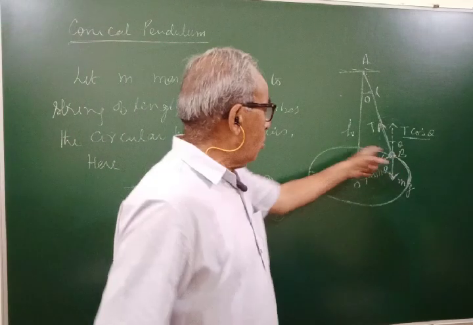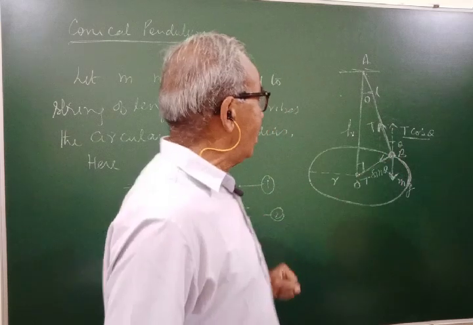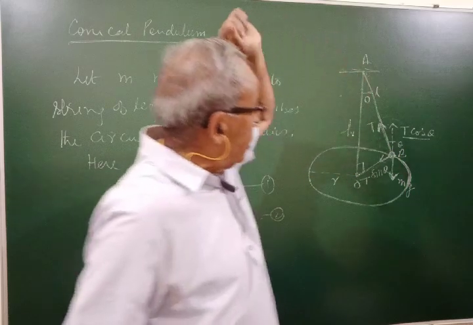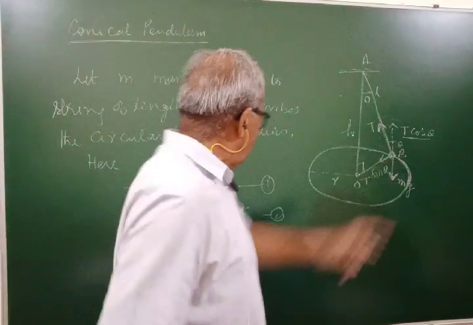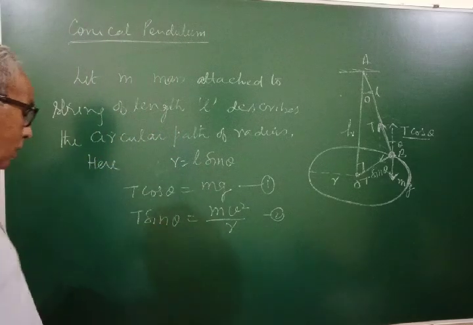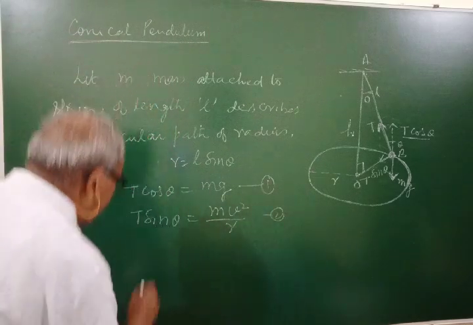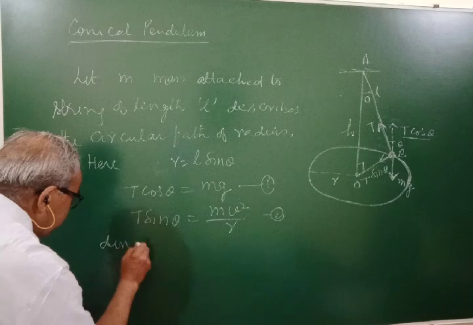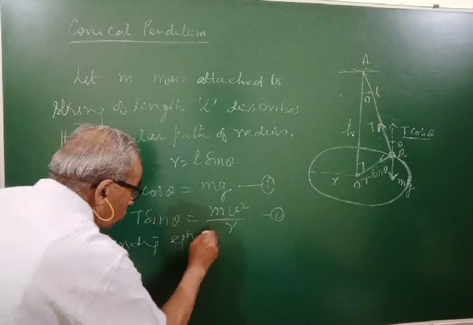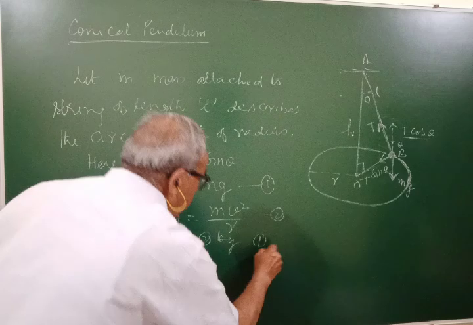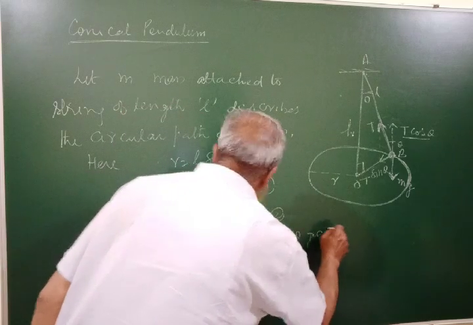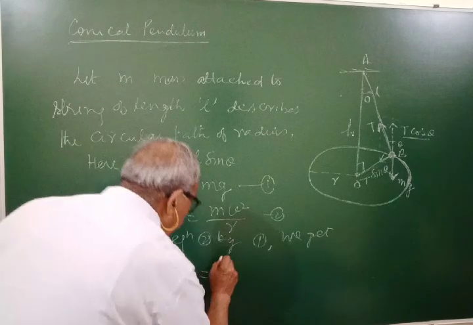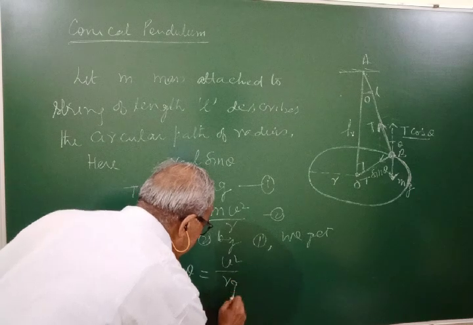This mass m is revolving on a circular path, tied to this string of length L, and the vertical height of the circular plane from point B is h. Here our radius will be, I told you, L sin theta. Now if we divide 2 by 1, we get tan theta. लिख सकते हैं आप, dividing equation 2 by 1, we get tan theta is equal to v square upon rg.